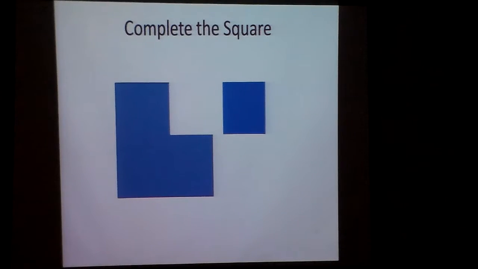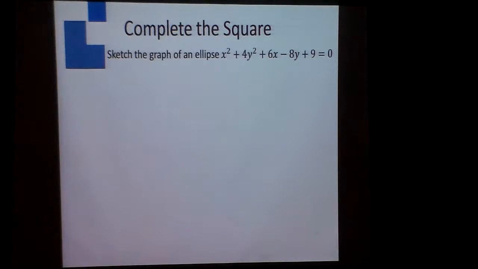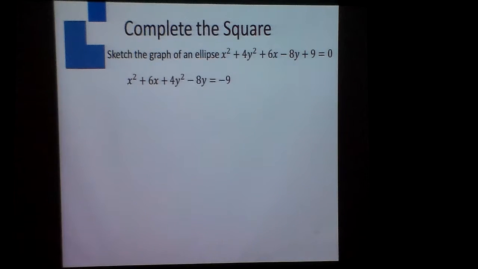Okay, now we're going to work with an ellipse, but we're still going to have to complete the square. Not that kind of square right there. All right, we're going to sketch this graph, but in order to sketch it, we have to complete the square. So the first thing I probably want to do is rewrite this, putting all the x's together and all the y's. That's kind of always my first step.